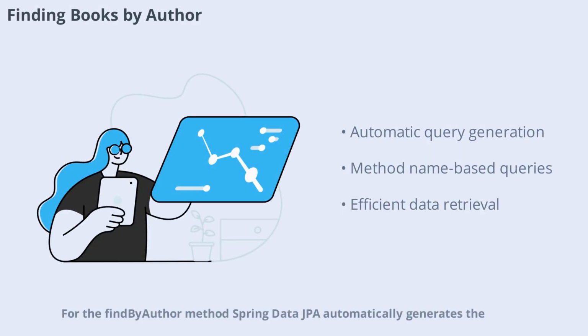For the findByAuthor method, Spring Data JPA automatically generates the implementation based on the method name. When the controller receives a request, it calls the service, which in turn calls the repository. Hibernate translates this into a SQL select statement, fetching the relevant books from the database.